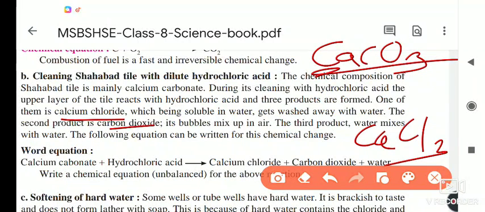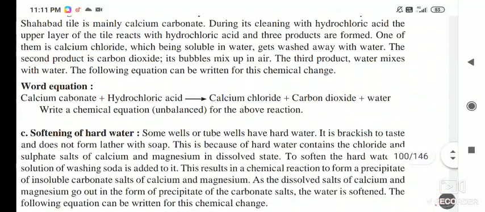Okay, it is a gas, so what happens, it mixes into the air. Its bubbles mix with the air. The third product, water, mixes with the water, and the last product is the water. And the following equation can be written for the chemical change.